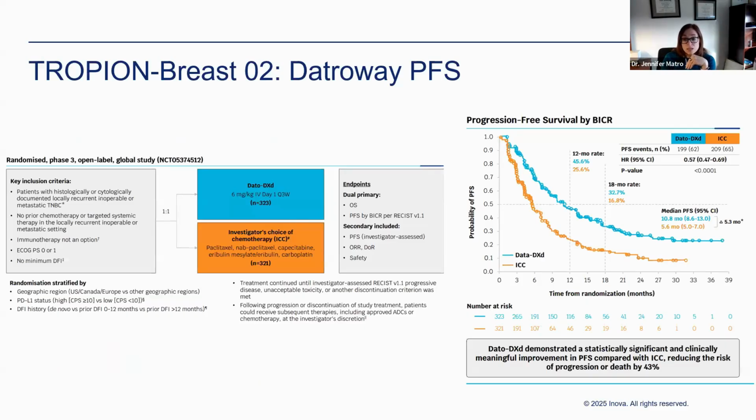So you can see the curve separate. Patients stayed on therapy for much longer, and they delayed their time to their next chemo by much longer. So this is a great option. This is a drug that's given IV once every 3 weeks, which is nice.